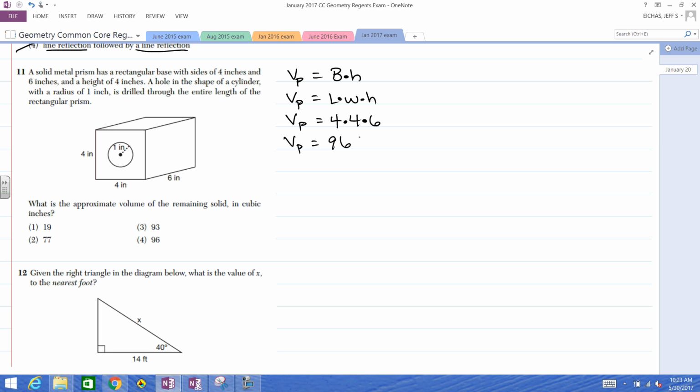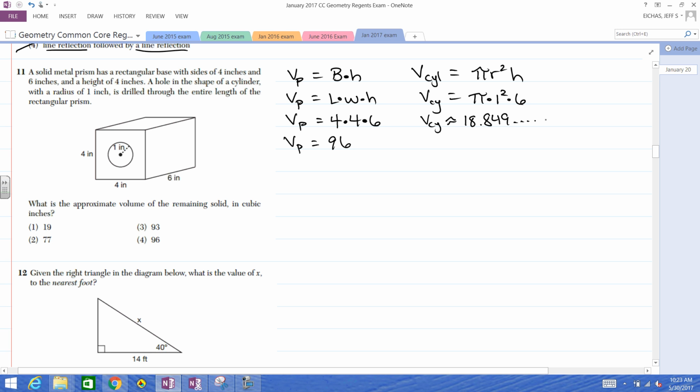Yeah. Okay. So then what we have is the volume of the cylinder that we're going to cut out of it. Okay, the radius is 1, and it's a full cylinder, not a cone. So you're going to have pi r squared h. All right, the radius is 1. The height is still 6. So the volume of the cylinder looks like it's going to be approximately 18.849. And we're just going to subtract those. You're looking at approximately 77.15. So there you go.